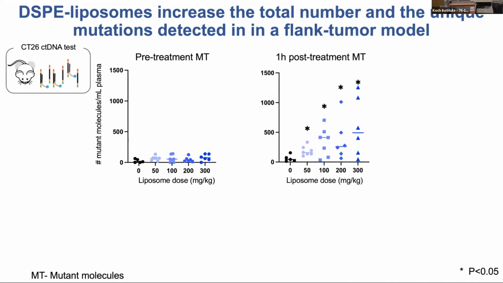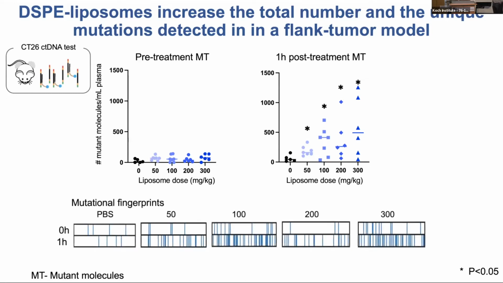In addition, given that we have this probe panel, we're able to show how liposomes affected the mutational fingerprinting of this model. So here, these heat maps represent, each vertical line represents a mutation in our panel. And what we were able to show is that pre-treatment, there's really only a handful of mutations we can detect. But 1 hour post-treatment, we're really seeing a lot more mutations, as shown on the lower row. And this is important for genotyping or for informing therapy selection.